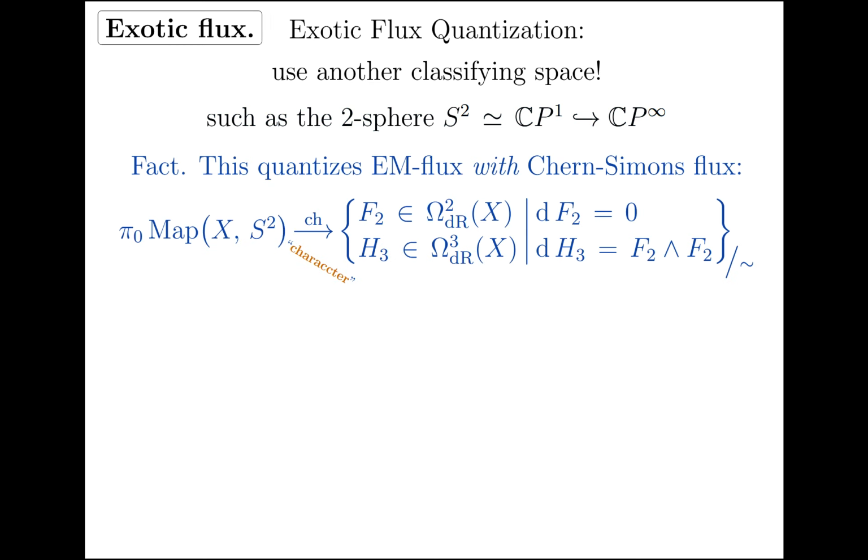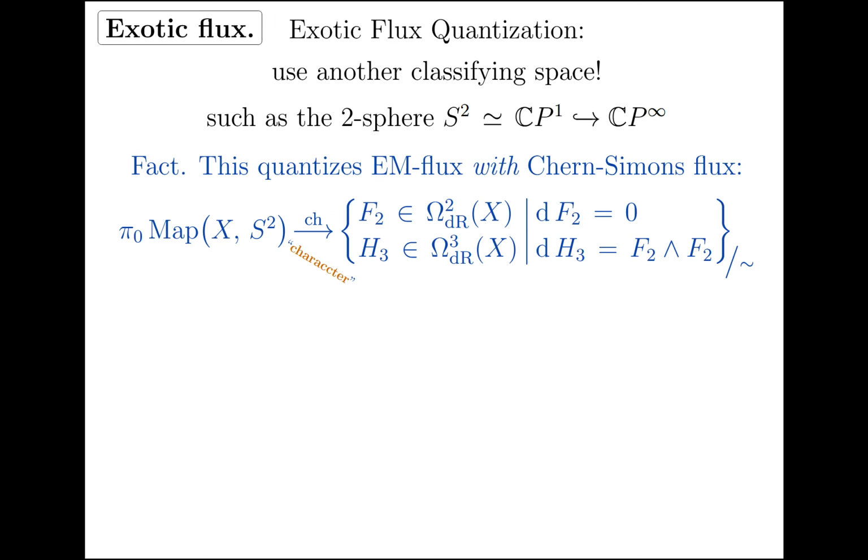Then here's a fact, which is explained in these references that I mentioned here. It's just a fact. The two sphere serves as possible potential classifying space for electromagnetic flux with Chern-Simons flux in the following sense. There's a character map that takes charges in 2-cohomotopy, as we say, maps to S^2, takes them to the following de Rham cohomology data, non-abelian de Rham cohomology data, given by differential form data. So there's again a closed differential 2-form F_2 just as before. So it sees magnetic flux as before, but it also sees a higher flux, a 3-form flux, a higher gauge field, if you will, or the flux density of a higher gauge field.